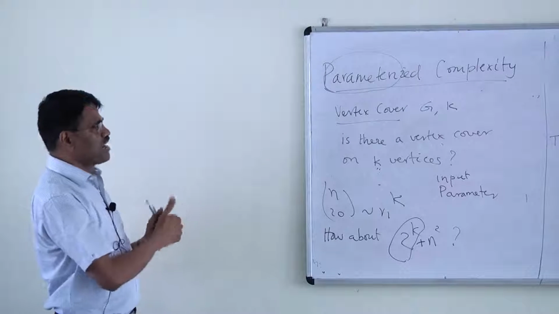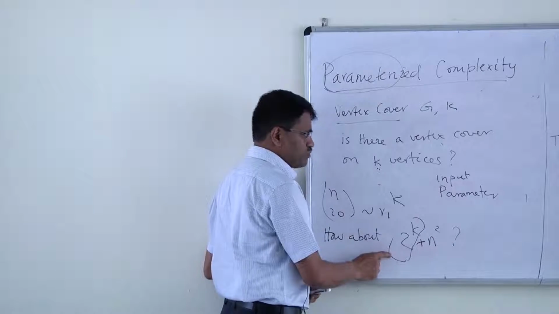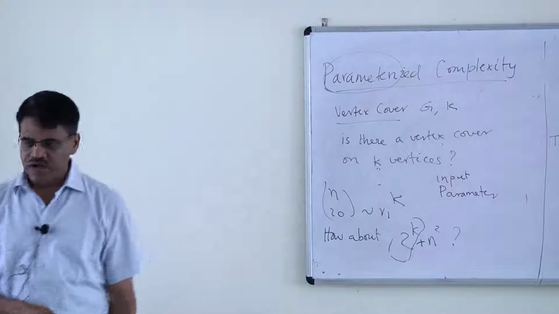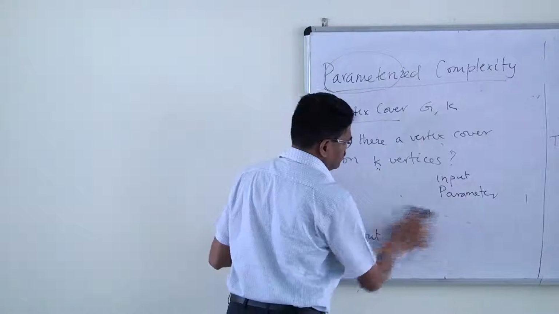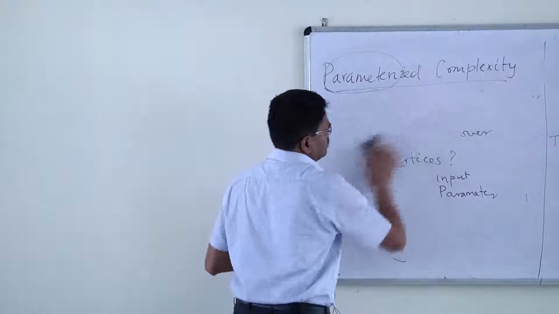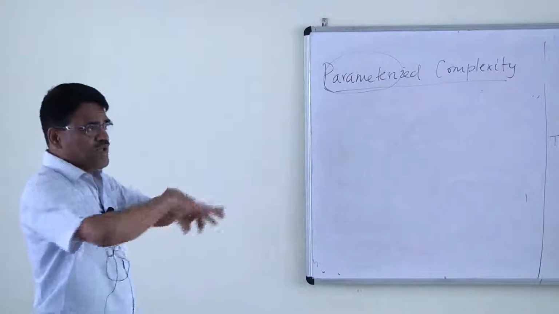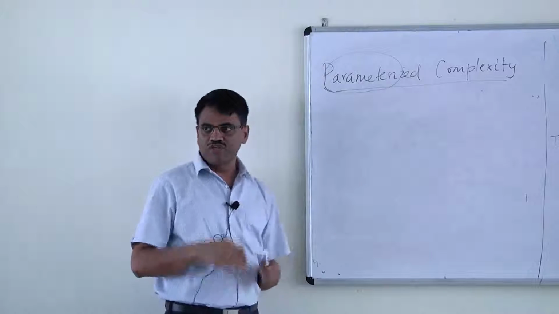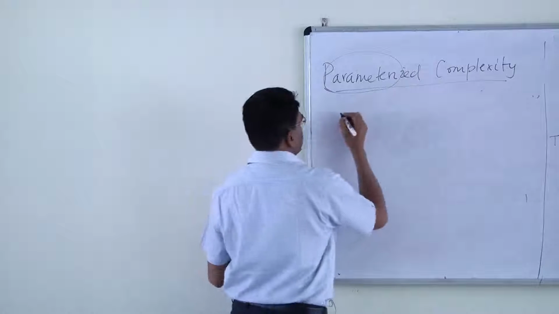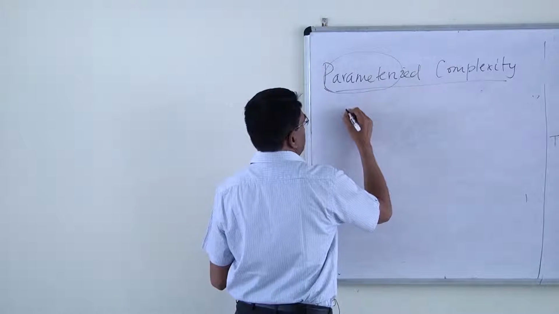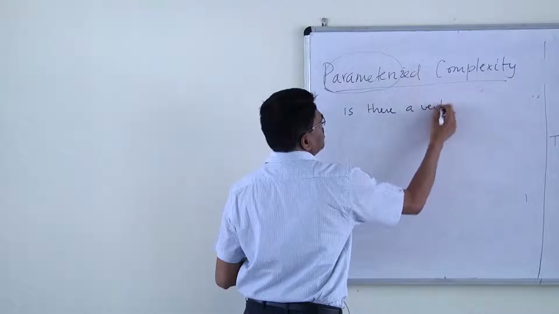So for the vertex cover problem, for example, there is such an algorithm. I'll tell you that algorithm, it's not very hard. It's again like the branching algorithm we saw for satisfiability, but we're going to do slightly different branching. So now, is there a vertex cover of size 0?